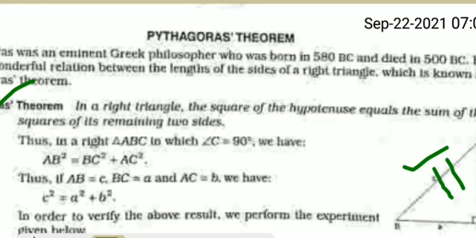So from the Pythagoras theorem, AB square, that means the square of the hypotenuse, will be equal to the sum of the squares of the remaining two sides. That means BC square plus AC square. So AB square equals BC square plus AC square. Thus, if we take AB as small c, BC equal to small a, and AC equal to b, then we can write c square equal to a square plus b square. So this is the Pythagoras theorem. Okay, hope that everybody understood.